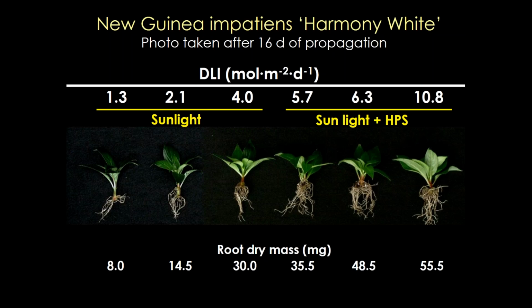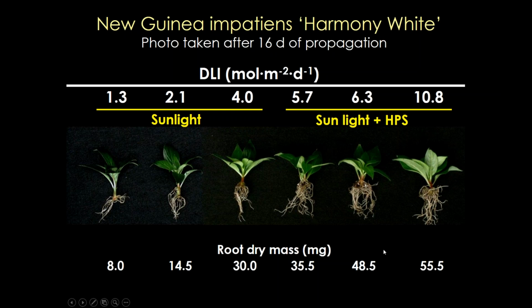So now let's look at some effects on cuttings. Here we have New Guinea Impatiens, and this photograph was taken 16 days after stick. So we can see the daily light integrals that we would achieve with just sunlight in a northern latitude, and again, very low daily light integrals of 1 to 4 moles of light. Then we have daily light integrals from 6 all the way up to 11 moles of light.